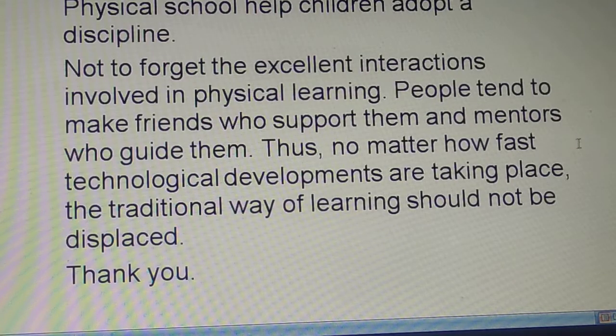So this is how you write, children. So go through whatever I have done in this session. Read, revise, note down in your notebooks. Thank you. Have a nice day.